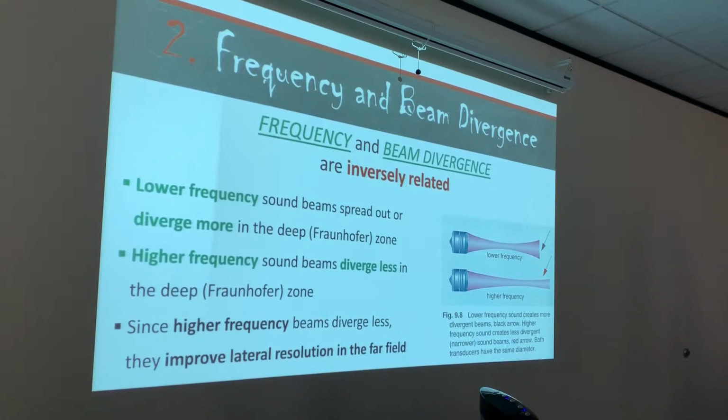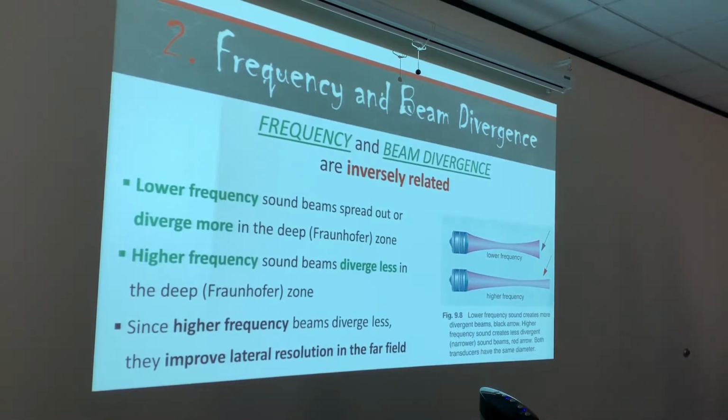Since higher frequency beams diverge less, they improve lateral resolution in the far field. Less divergence equals better lateral resolution. Less spread of the beam equals better lateral resolution. We like a thin beam because we need to be able to tell apart structures that are not only parallel with the sound beam, but also perpendicular to it, meaning they're at 90 degrees from the sound beam. That's how we get good lateral resolution.